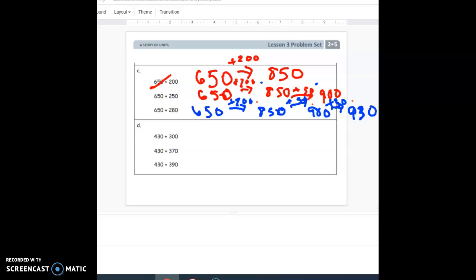Now let's go down here to this one and do 430 plus 300. So I'm going to start with 430, which is the first number. I'm going to do arrow way plus 300. Right, what is 430 plus 300? 730. I hope that's what you're saying. Okay, let's do another one.